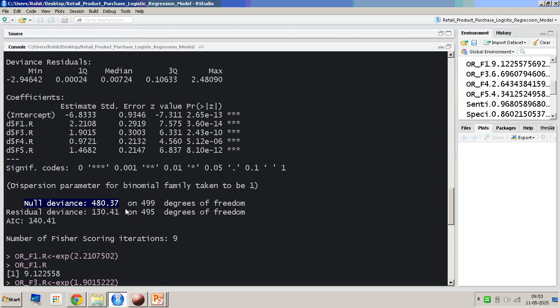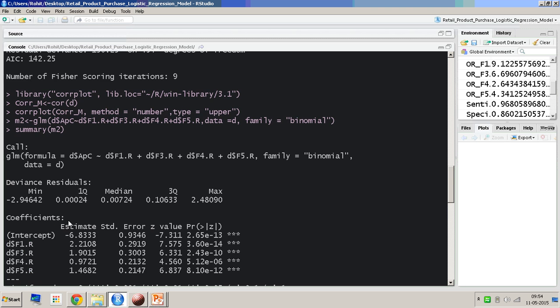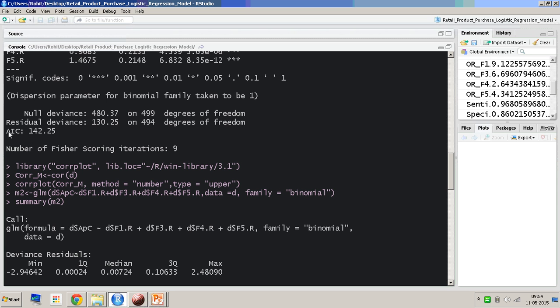And of course the residual deviance is how much this particular model deviates after it has got all of these independent variables in it, and basis these two, the AIC value is calculated. The lower the AIC value, the better the model is. So the AIC value that I have over here is 140.41 for model M2, and the AIC value for model M1 is 142.25.